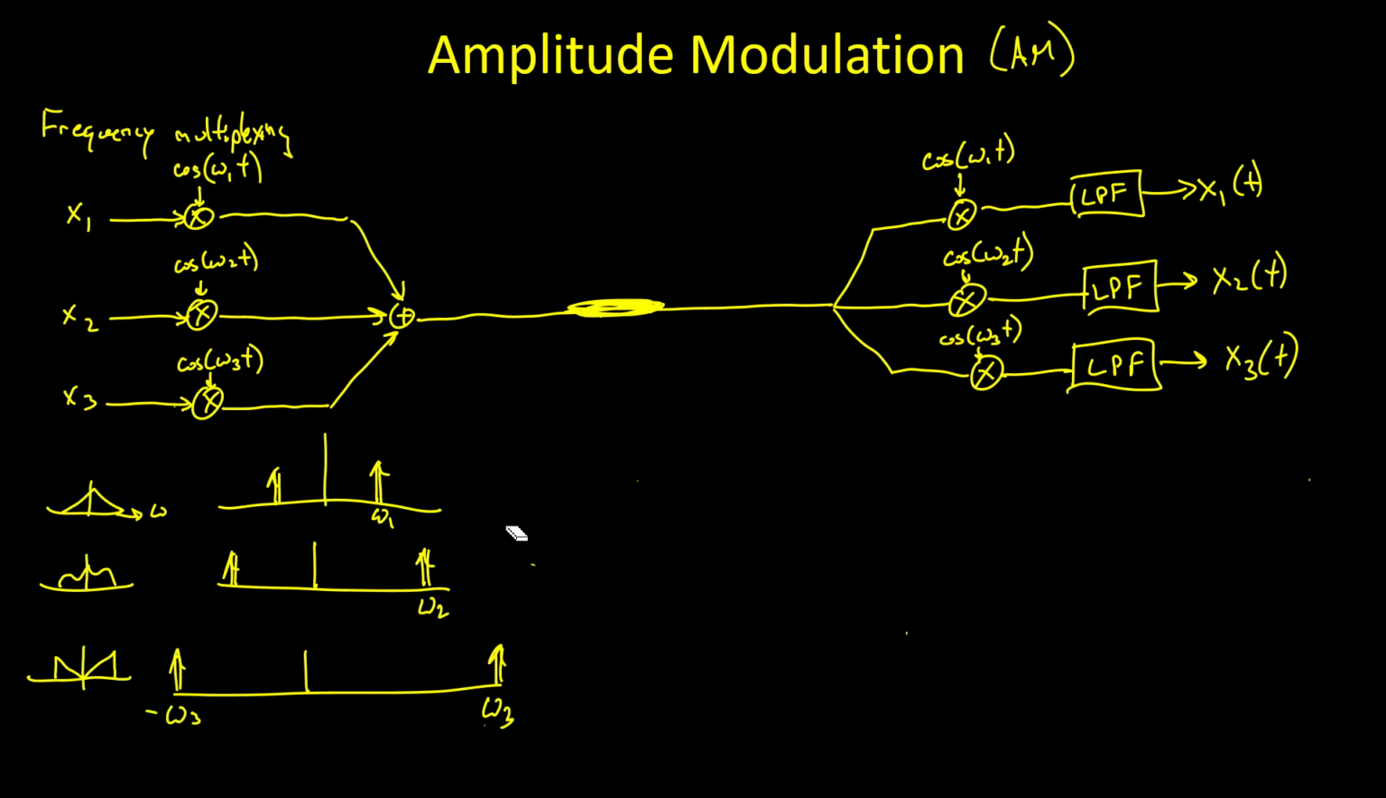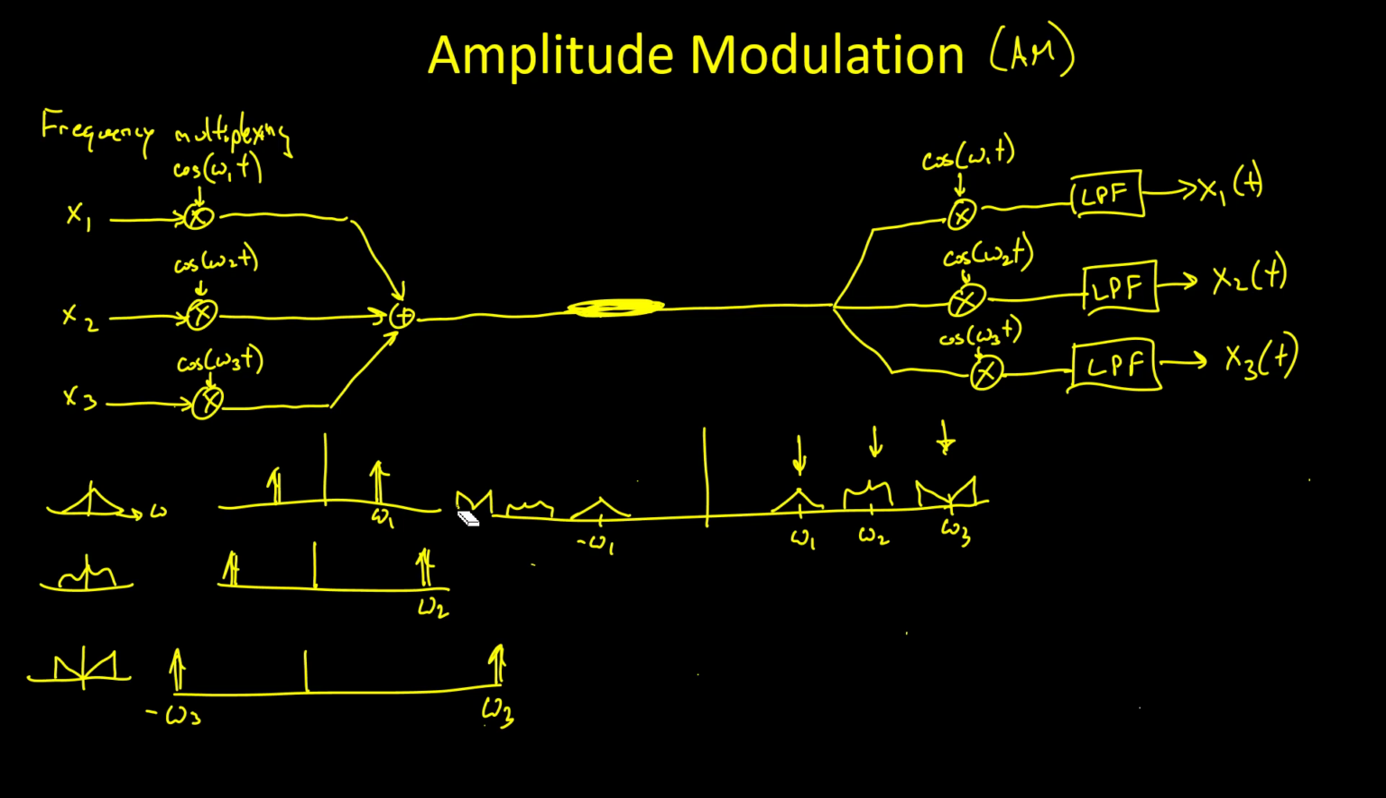So when we add them all together, we have a single signal that has our x1 encoded here, centered at omega 1, our x2 encoded here, centered at plus and minus omega 2, and our x3 encoded here, centered at omega 3. And when we multiply through on the receiving end, these three multiplications will cause a different peak to line up over the zero frequency point. Let's do it for one example. Let's do it for our omega 1 signal.